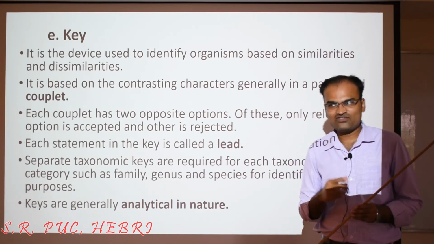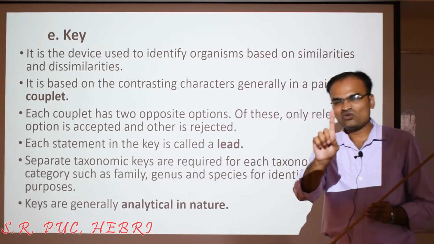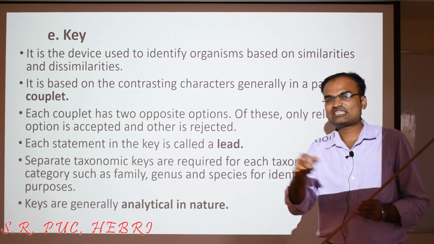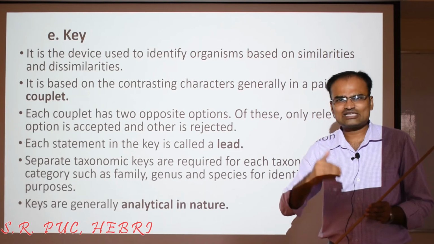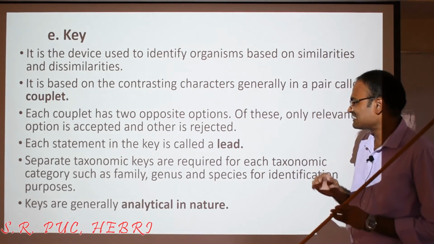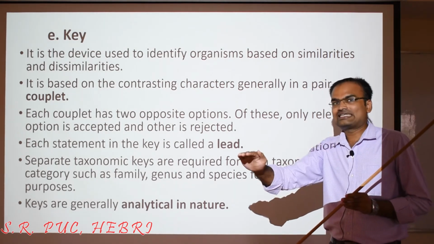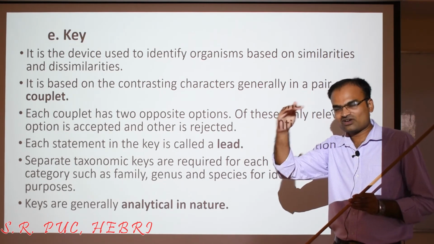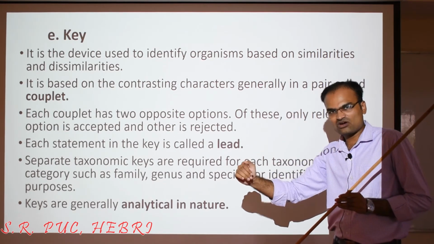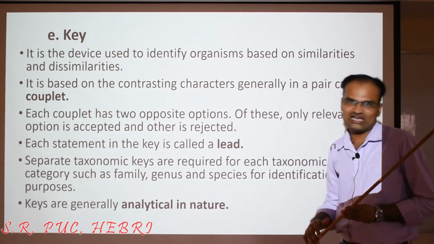So, like that, if we found a seed with only one cotyledon, which class does it belong to? Obviously monocot, isn't it? Like that, for each separate taxonomic category. So for class, for family, for genus and all, there will be separate keys available.